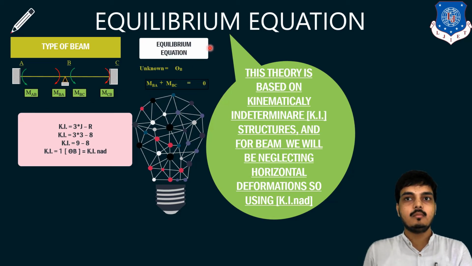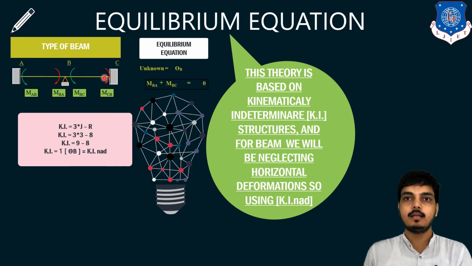So there we have to develop the equilibrium equation. Then how to develop this equilibrium equation? First of all we have to go through this Ki. Let's see, what is Ki? The formula of Ki is nothing but 3j minus R. J is the number of joints, R are the reactions of the supports. So let's count J. 1, 2 and 3. There are 3 joints. How many reactions? So a fixed support resists 3.